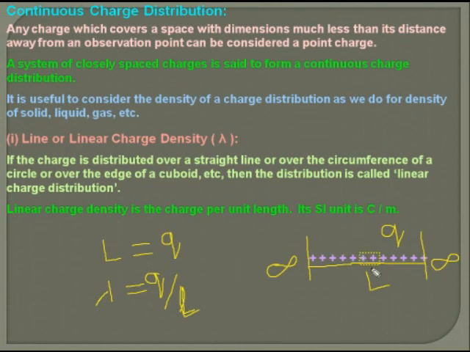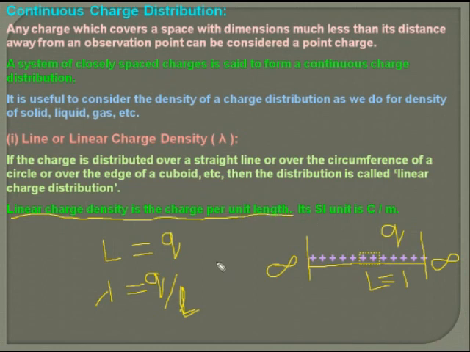The charge distributed over the unit length of the conductor is called the line charge density of the conductor. I think this is clear to you. You can also read the definition: linear charge density is the charge per unit length.